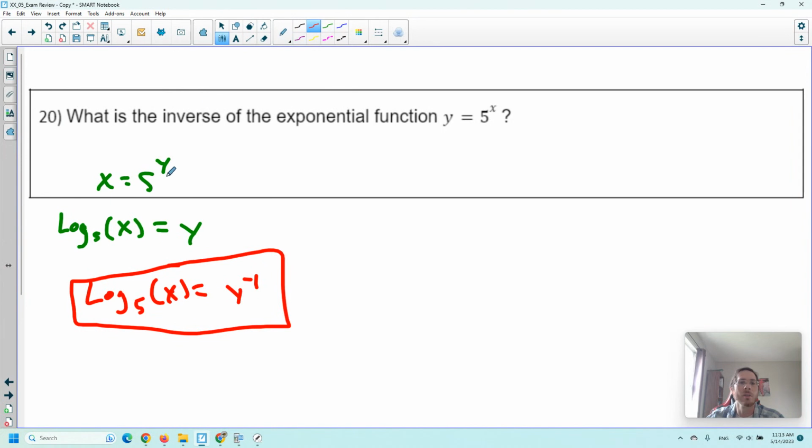Again, you can do this however you want. I did it with the definition. I kind of talked through how you would do it with the log, where you take the log of both sides. If you want to use the snail, you can use the snail too. Log base 5 of x equals y. So that gives you the same answer.